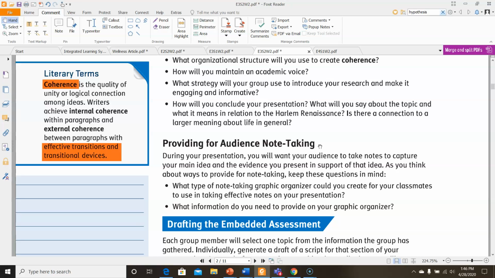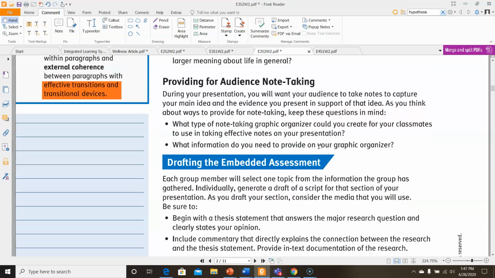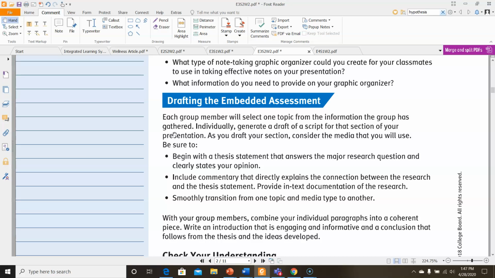So as you think about ways to provide for note-taking, keep these questions in mind. What type of note-taking graphic organizer could you create for your classmates to use in effective note-taking for your presentation? And what information do you need to provide on your graphic organizer? So think about those two things as you're creating your note-taking sheet.